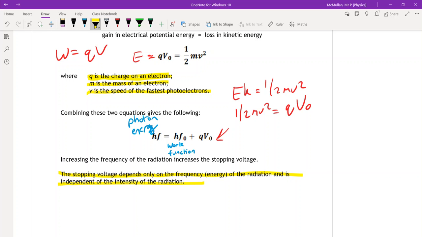The one last thing we want to add in is that this is also sometimes called the gain in potential energy. Let's do a better arrow. Yeah, QV naught.